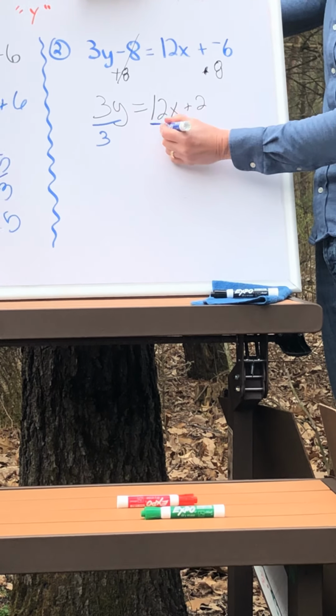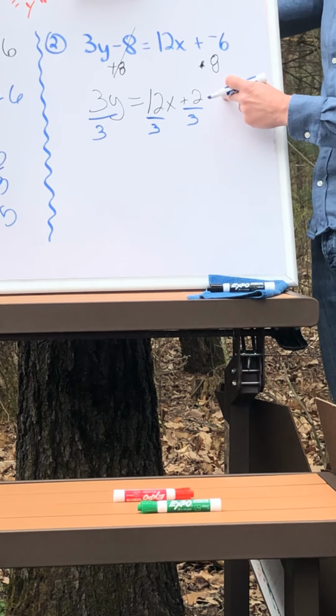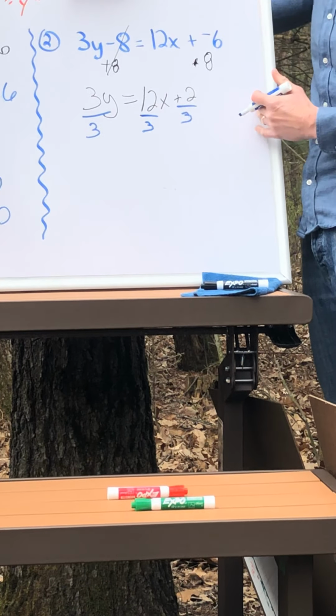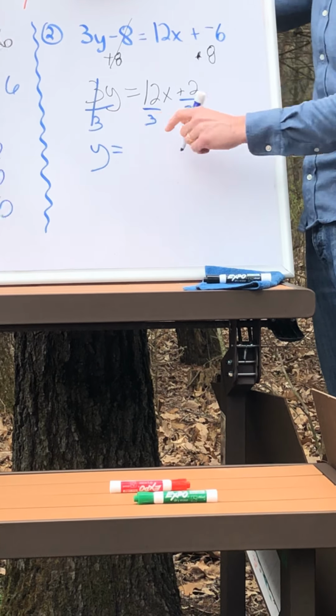So I got to divide the 12 by 3. I have to divide that 2 by 3. If there was a 15w over here, I would divide that by 3. Everything gets divided by 3. Those cancel. The y is now all by itself.